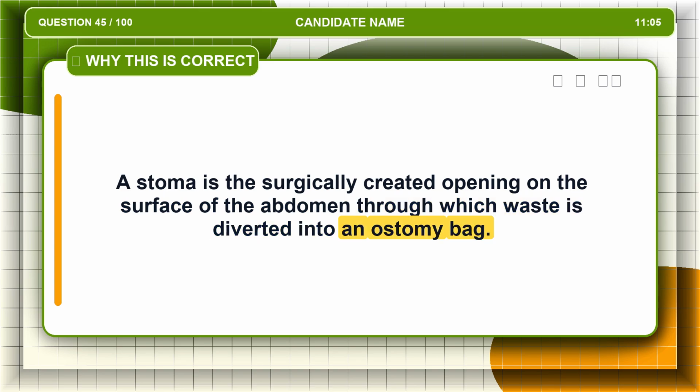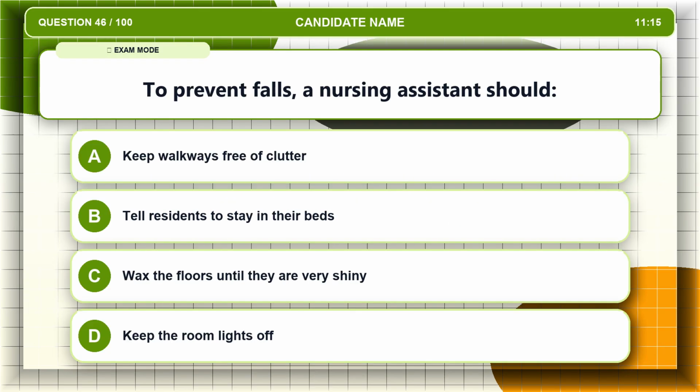ostomy bag. Question 46. To prevent falls, a nursing assistant should: Option A, keep walkways free of clutter. Option B, tell residents to stay in their beds. Option C, wax the floors until they are very shiny. Option D, keep the room lights off.